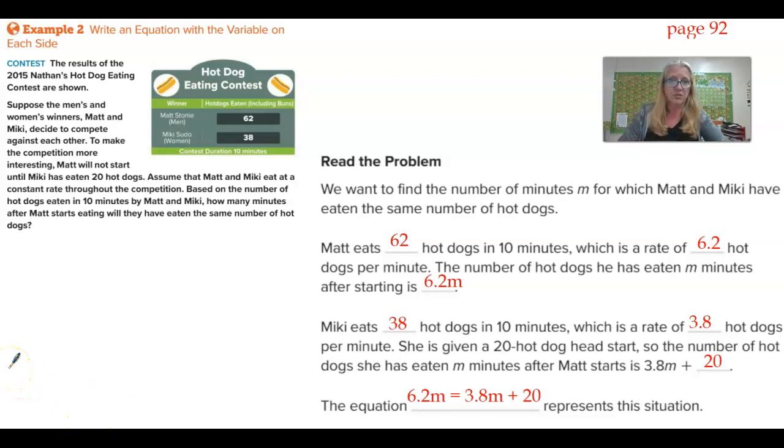These little blanks over here were just too small for me to try to write in, so I've filled them out ahead of time. Matt eats 62 hot dogs in 10 minutes. I got this from the chart, okay? And I know it's a 10-minute contest because it says it down here.